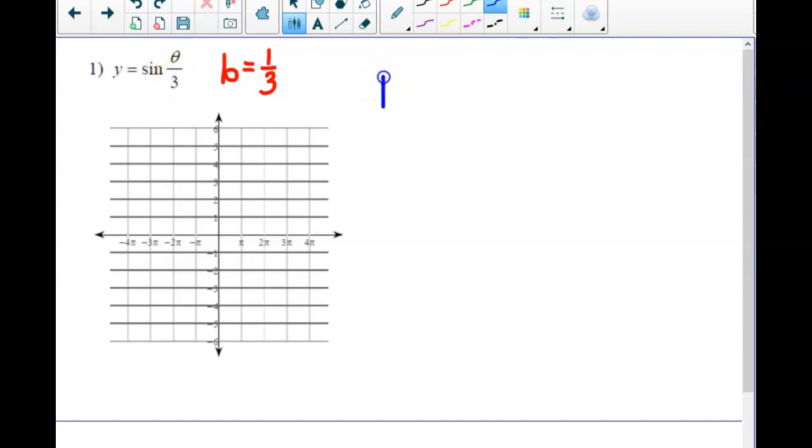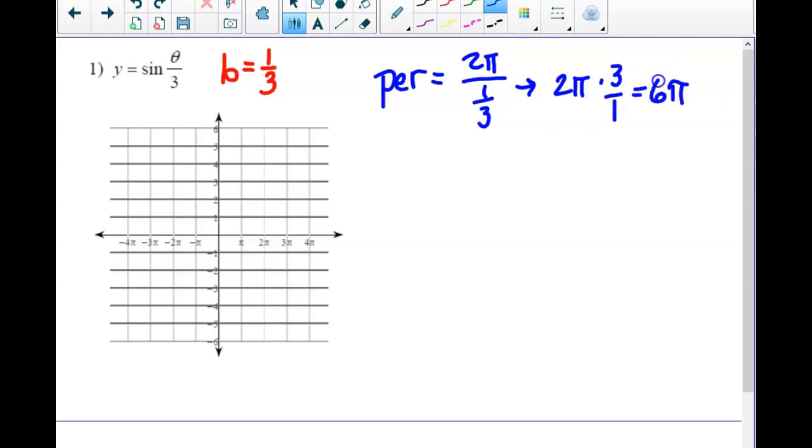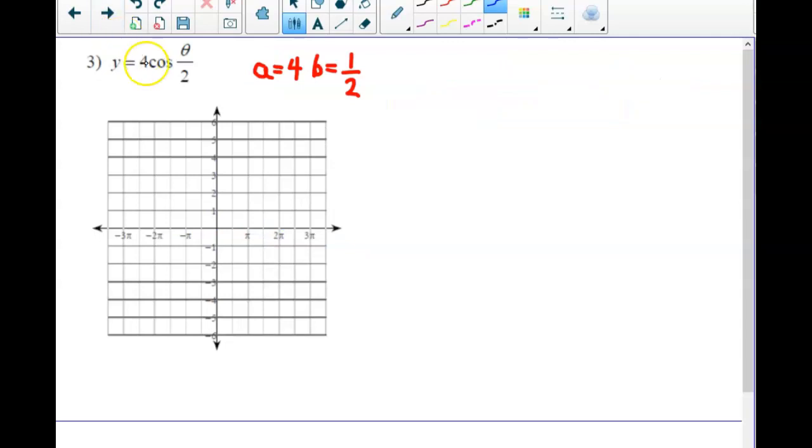Okay. If b is 1/3, the period is 2 pi divided by 1/3. Do you remember dividing fractions means you have to flip it over? So the period becomes 6 pi. So this sine graph is stretched all the way out. It doesn't finish until 6 pi. So actually by 3 pi, it's done half of its cycle. Anything in front affects the amplitude. So this stretches up to 4 and down to -4.